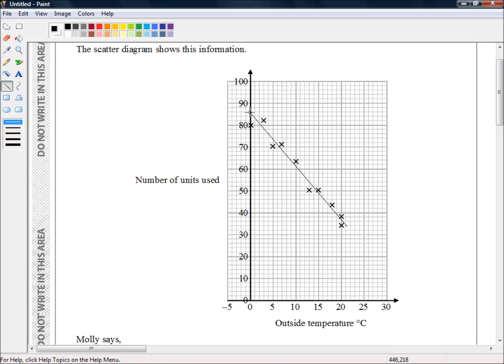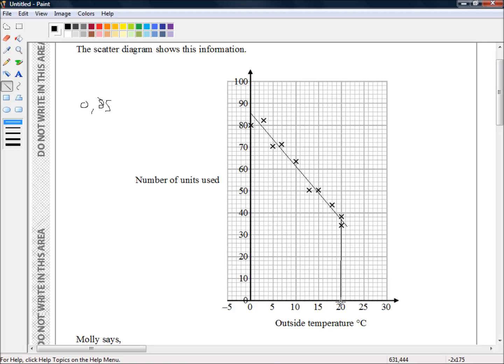So an easy place to look at here, this is about halfway between 80 and 90. So I'll make this 85, and this is on the 0 line. So one of the coordinates I've got is 0, 85. And now here, if I look up to where the 20 is, on the x-axis at 20 degrees C. Actually, I'm going to go the other way. I'm going to start from the line. And that's not on the 20. So I'm going to bring the line down here.